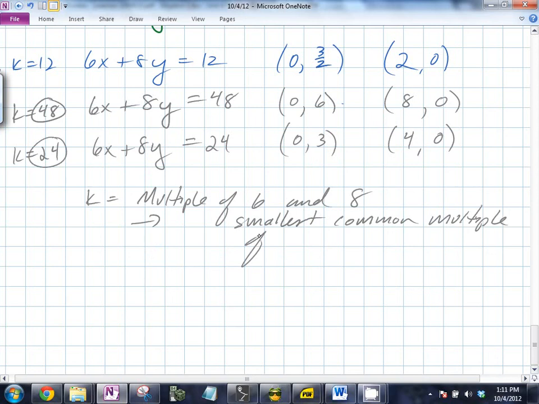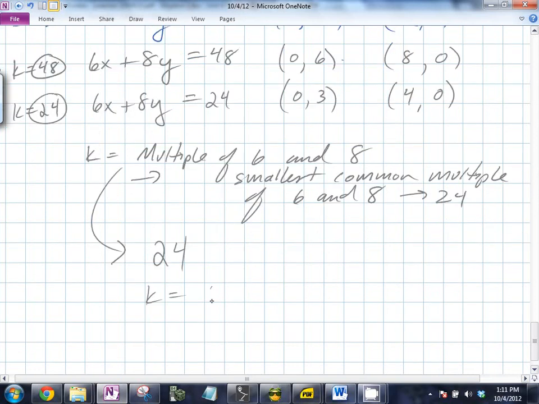24? Yeah. 12? We tried 12, it didn't work. It's 24. So the smallest multiple is going to be 24. So what would you say? K is equal to 24 times n, where n is equal to any integer. So for example, 24, 48. What's the next one? 72. Exactly.